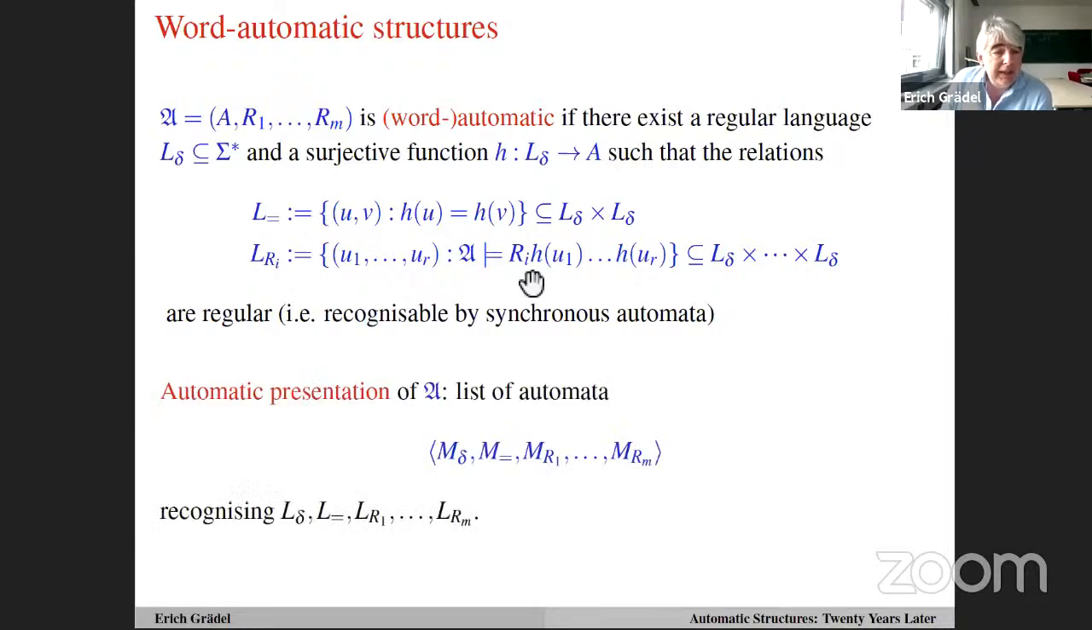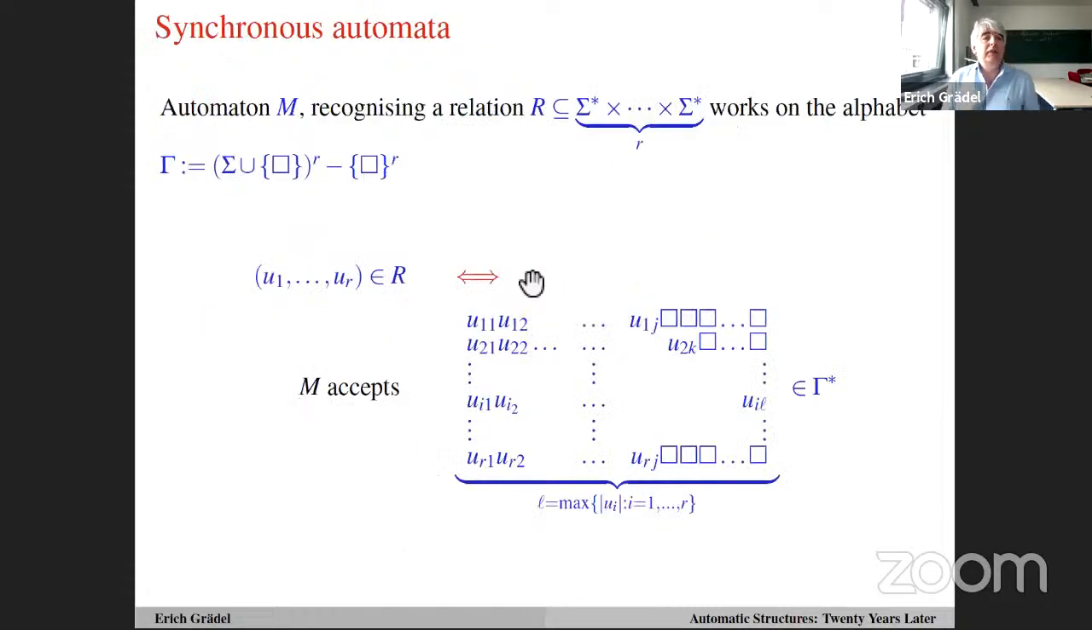So an automatic presentation, a finite automatic presentation of an in general infinite structure, is just given by the list of automata that recognize the regular language, the equality relation, and the relations of the structure. Now, perhaps it should be said explicitly what it means that an automaton recognizes a relation of words. We are used to automata recognizing individual words. To recognize a relation, we expand the alphabet.